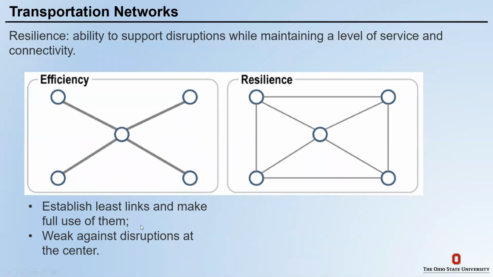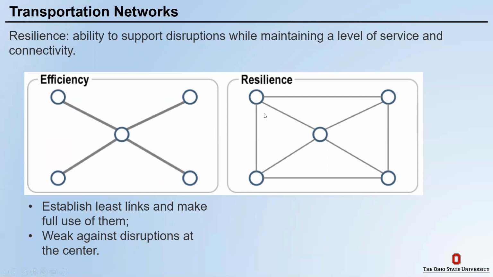Of course, efficiency is high in terms of money, of economy. But it is weak against disruptions at the center, right? I mentioned this multiple times in this lecture. You just need to make sure that the central hub is damaged, then the whole network is paralyzed.